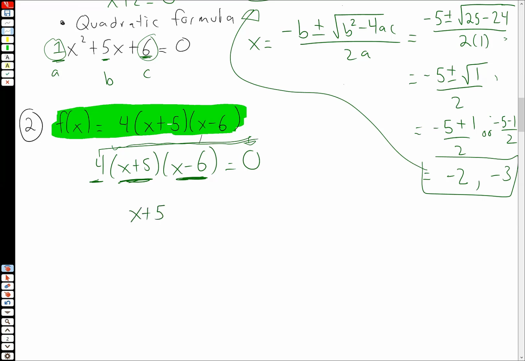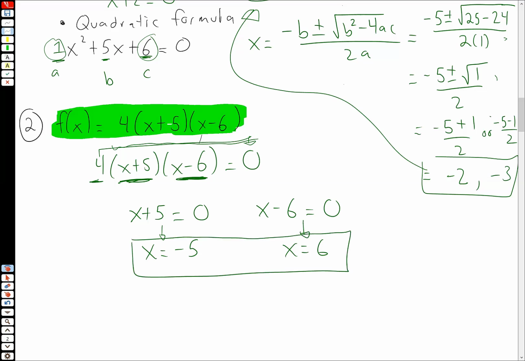But x plus 5 could be 0, and x minus 6 could be 0. So solving for x, we get x is equal to, from this equation, minus 5, and we get x is equal to 6 from this equation. So our zeros would be minus 5 and 6 in this case.